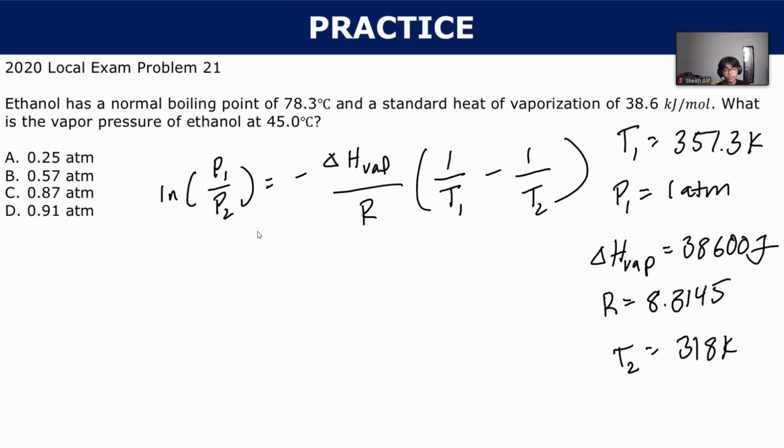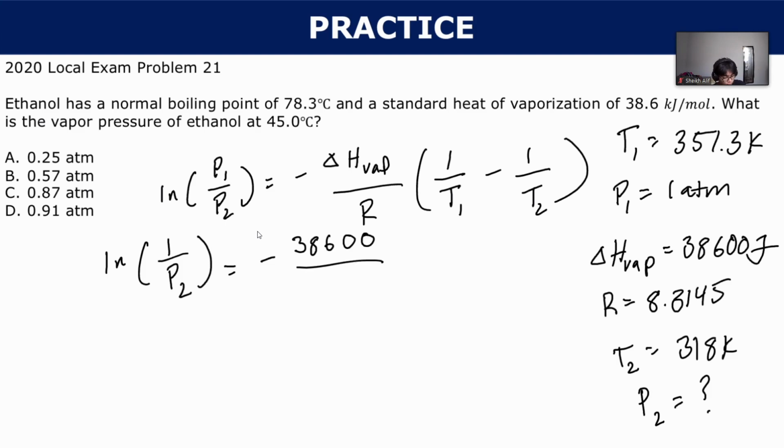And so essentially what we're solving for is the second pressure. The second pressure is unknown and we have to solve for it. So let's plug in all the information that we know. Pressure 1 is 1. We're solving for pressure 2. And then minus 38600 over the gas constant. And then 1 over temperature 1.